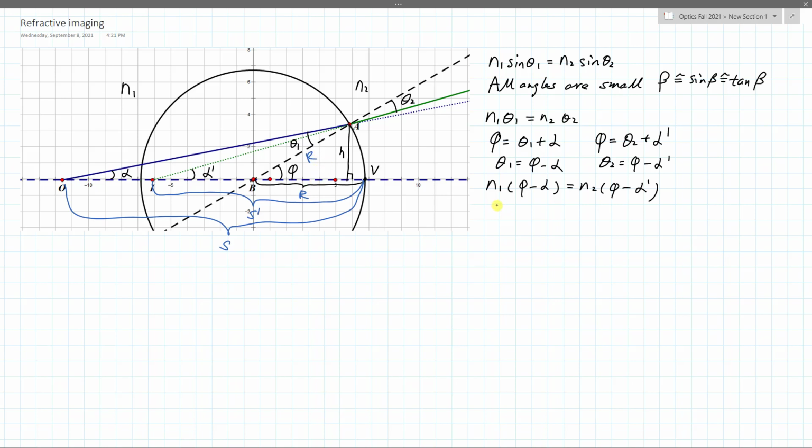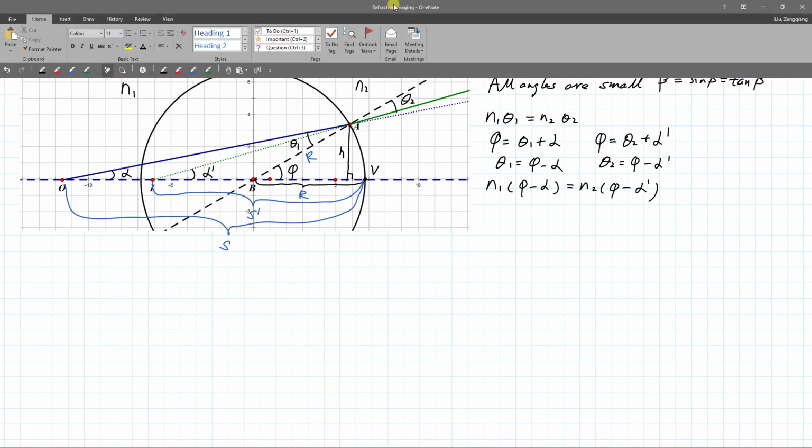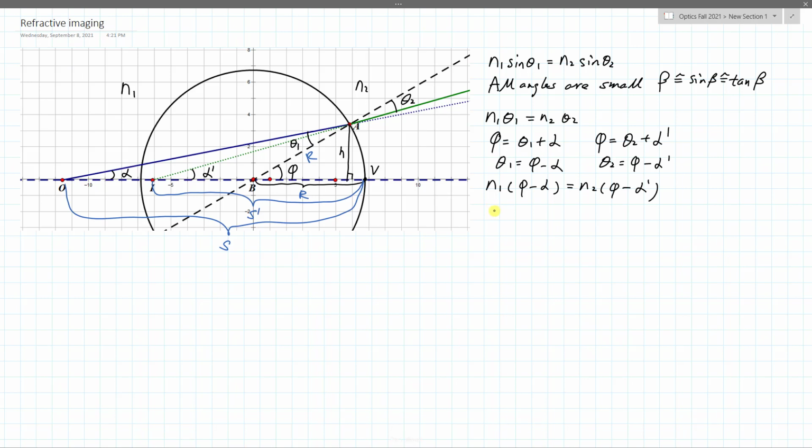So let's say that in our drawing we have the blue quantities. So R, S, and S prime, they're all greater than 0. They're just lengths of segments, so they're not by convention. And we're going to use those to replace the angles.